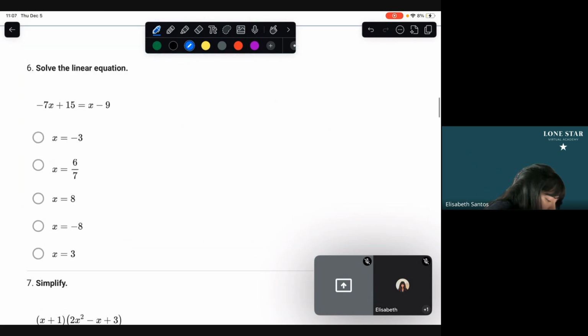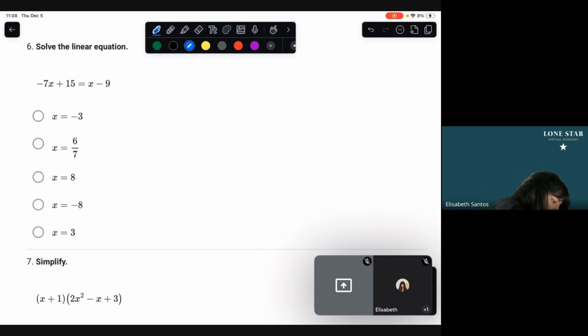Okay, number 6. Okay, we're solving the linear equation. And I'm just going to rewrite. So negative 7x plus 15 equals x minus 9. I'm going to draw a line where the equal sign is.